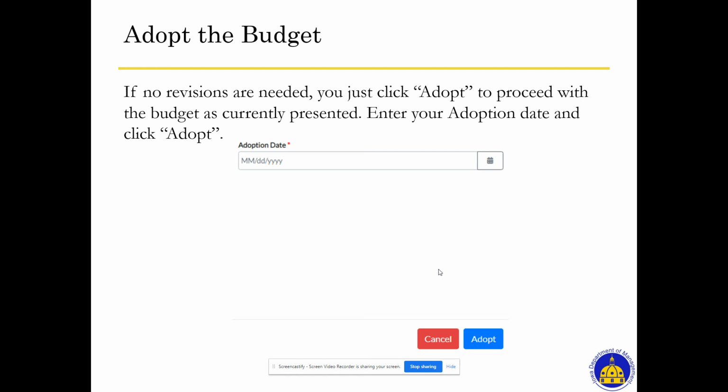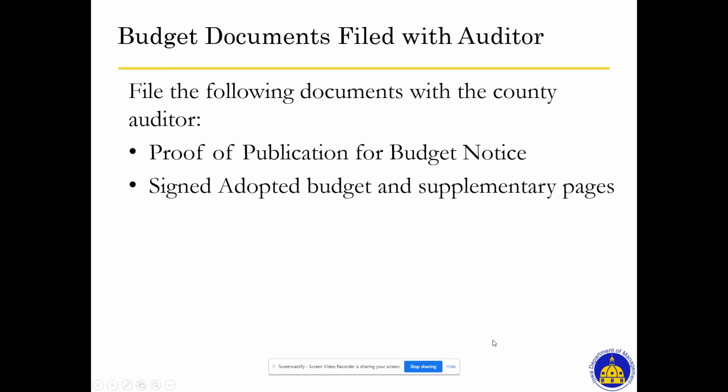So you enter your adoption date, the date that you adopted, not the date 3 days later when you come into the system to adopt it, but the date that was actually adopted by your board. So you may be entering a date in the past, and that's fine. Just type it in there. You select adopt.